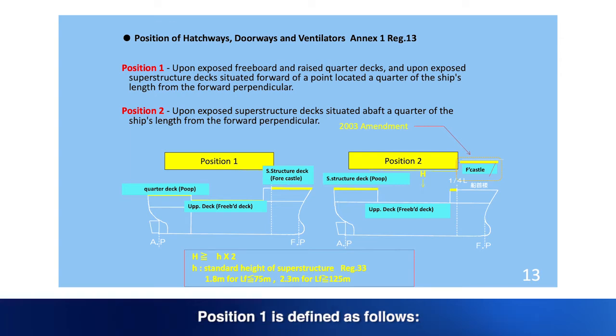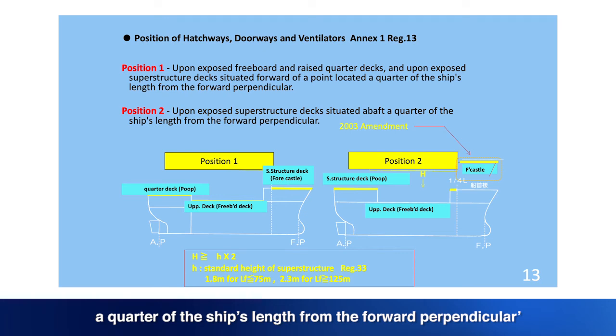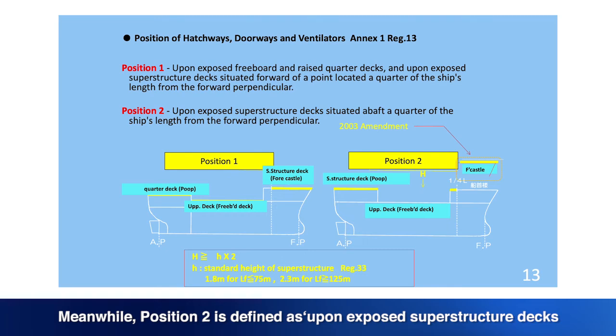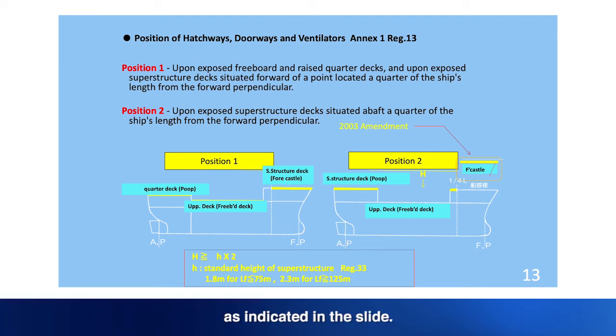Position 1 is defined as follows: upon exposed freeboard and raised quarterdecks, and upon exposed superstructure decks situated forward of a point located a quarter of the ship's length from the forward perpendicular, as indicated in the slide. Meanwhile, position 2 is defined as upon exposed superstructure decks situated abaft a quarter of the ship's length from the forward perpendicular, as indicated in the slide.